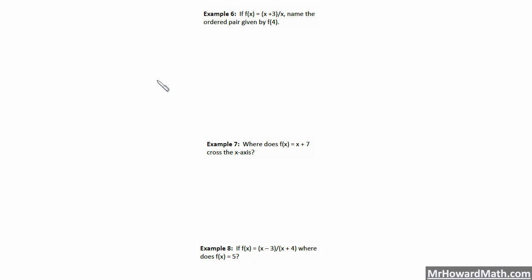Okay, here we have example 6. If f of x equals the quantity x plus 3 divided by x, name the ordered pair given by f of 4. So we just rewrite this. We have x plus 3 over x, and that is f of x. And we are asked for f of 4. So f of 4 is equal to, we just substitute a 4 in for x. So it would be the quantity 4 plus 3 over 4. So that equals just 7 over 4. And we're not going to turn that into a decimal. So 7 over 4 is our answer.